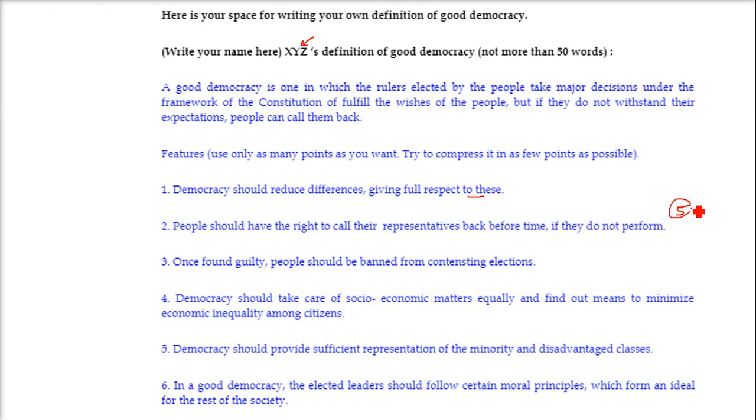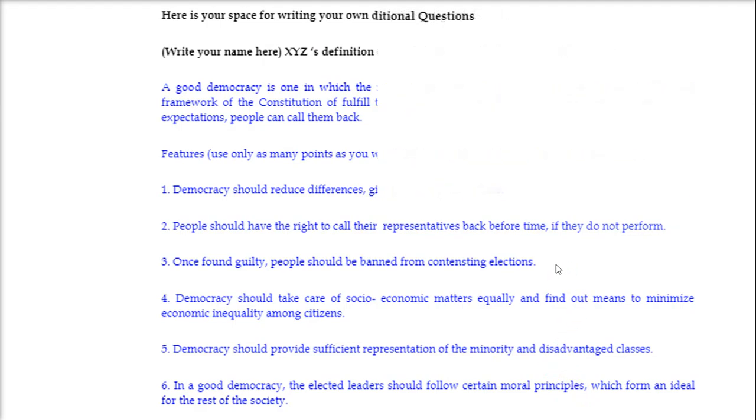That is, if 5 years are given, if the government is not performing, the leader is not performing, the time can be reduced. Once found guilty, people should be banned from contesting elections. And democracy should take care of these socio-economic matters equally and find out means to minimize economic inequality among the citizens. Democracy should provide sufficient representation of the minority and the disadvantaged or marginalized class. In a good democracy, the elected leaders should follow certain moral principles which form an ideal for the rest of the society.